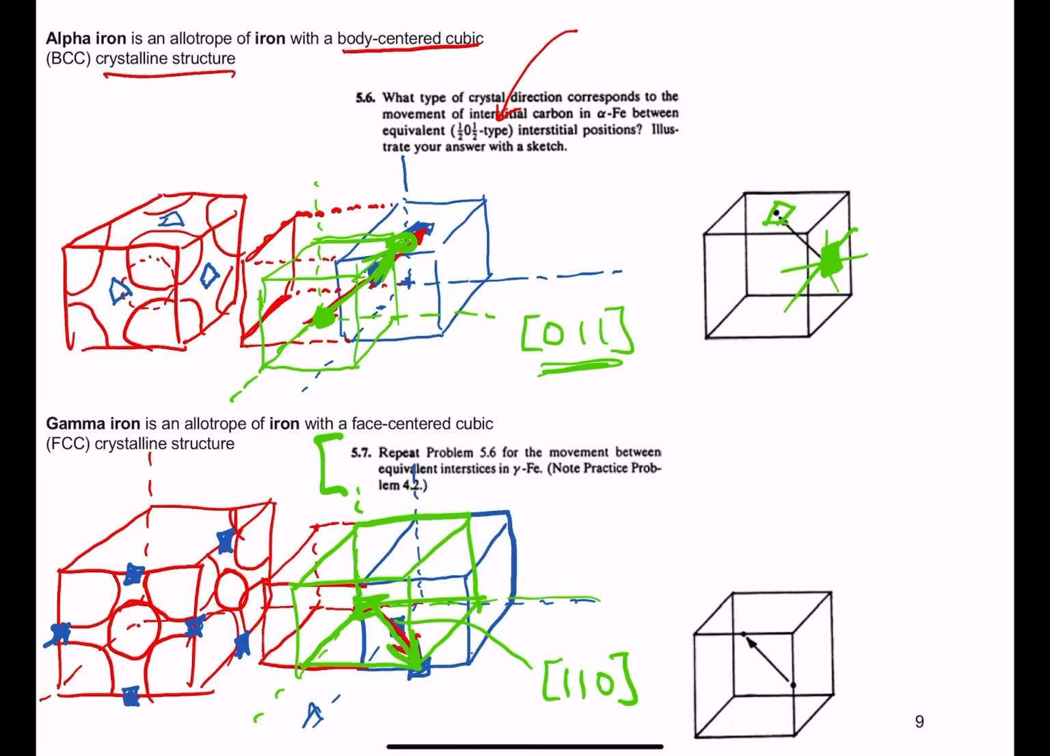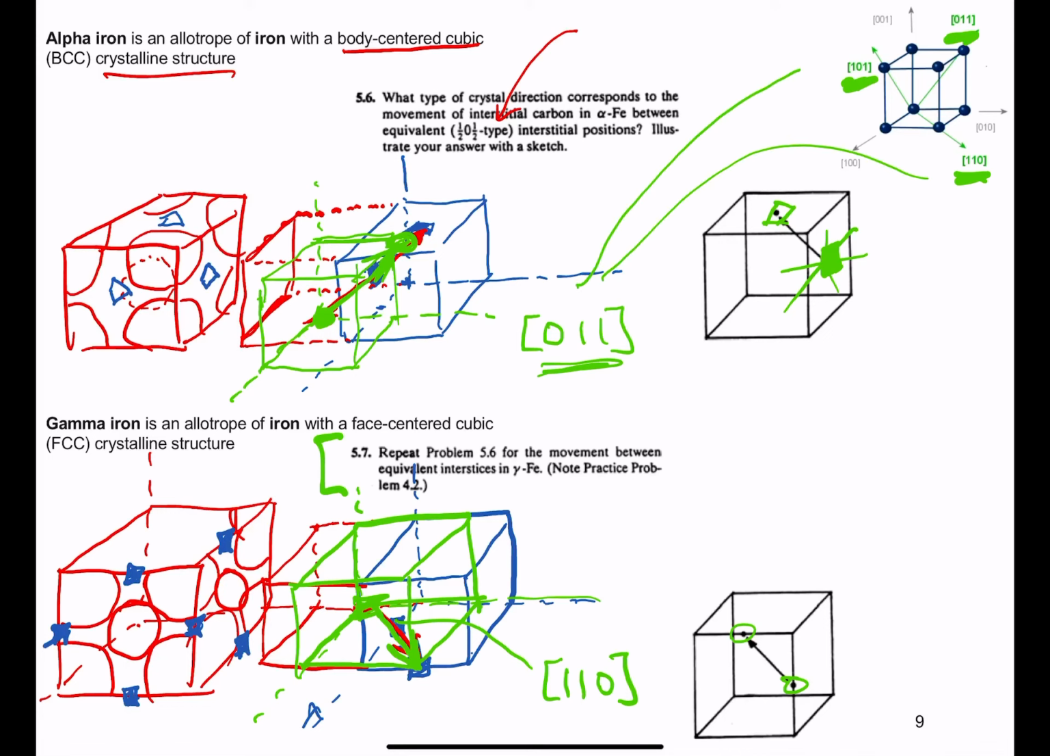So there's another diagram showing those vertices, the midpoints of those vertices of each face of the cube and how the carbon atom might move from interstitial site to interstitial site that way. And here's a diagram showing you lots of different equivalent directions to suggest that there's many answers here.